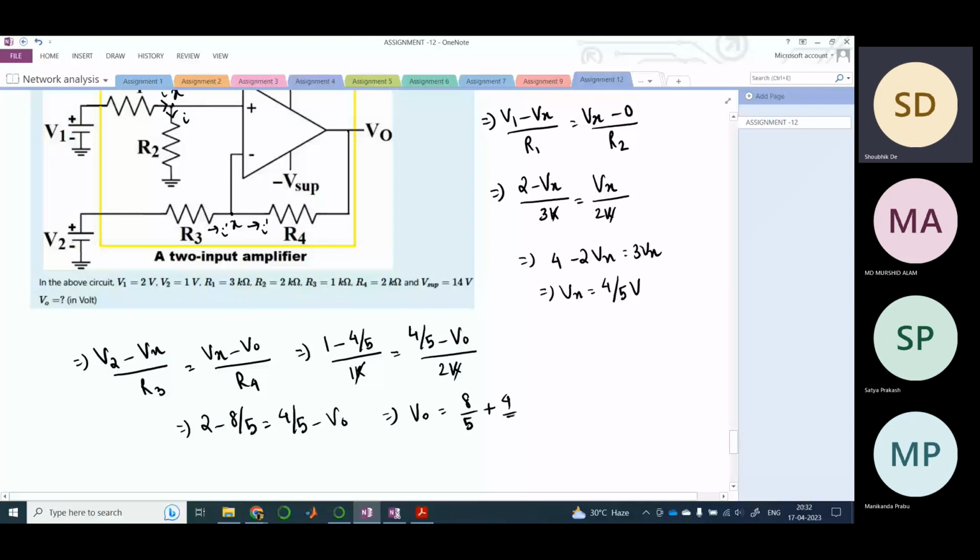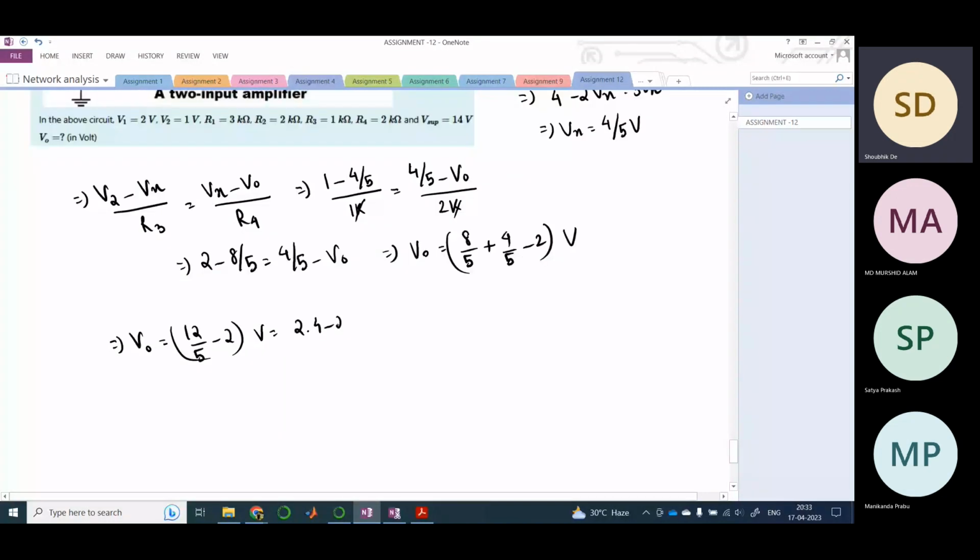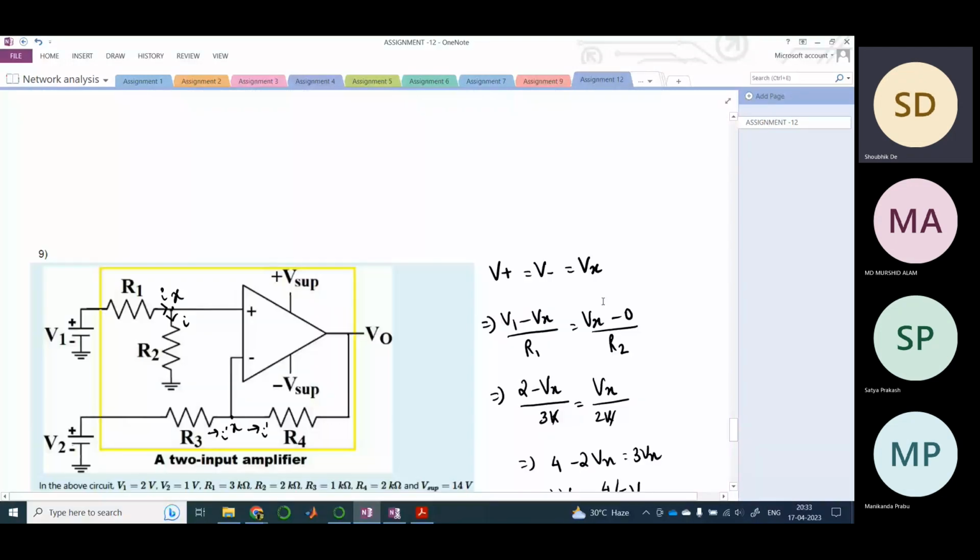So 2.4 minus 2. Minus 2, so 0.4. This is the answer. I hope this is clear. Pretty straightforward problem, similar to the previous problem.